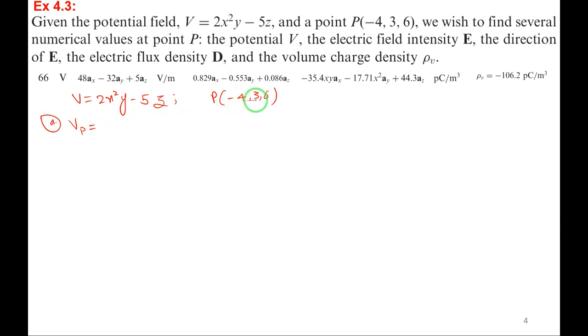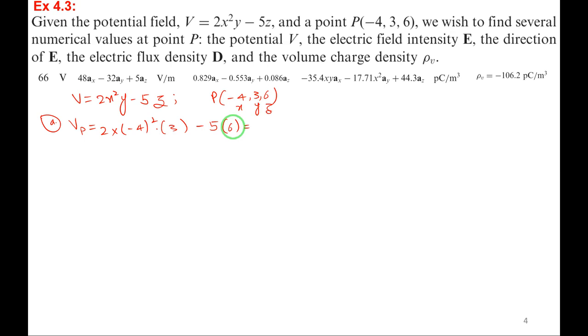So V at point P. Substitute point P, which is (-4, 3, 6). This is x, y, z. Substitute the values of x, y, z in this and calculate. That will be the potential at point P. 2 into x square, that is (-4) whole square, into y, y is 3, minus 5 into z, z is 6. Right? So write down how much you will get.